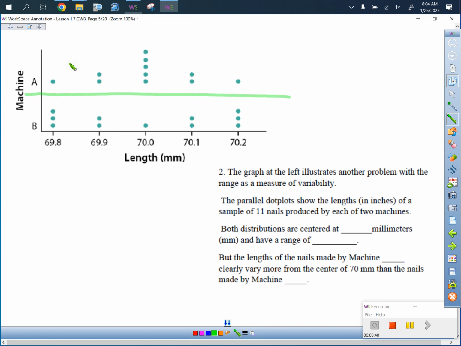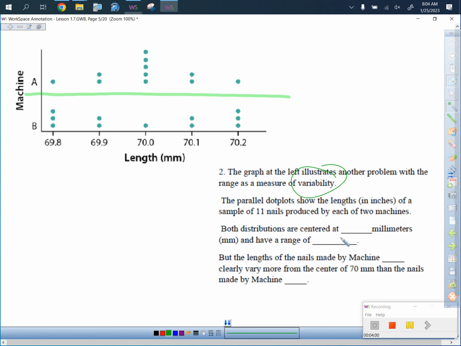You see there's a dot plot up top, machine A and machine B. So the graph illustrates another problem with range. Range sometimes is a good measure of variability, but most of the time it's not, because would you believe that these parallel dot plots show the lengths in inches of a sample of 11 nails produced by each of 2 machines? So they're producing nails, and it's how long the nails are.